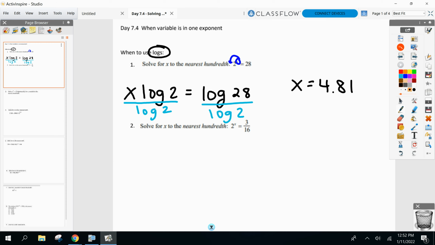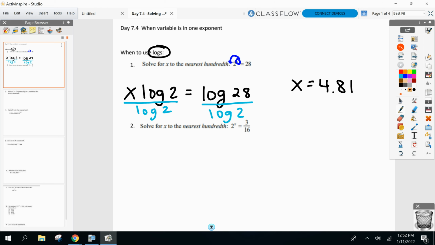Before we move on, let's talk about the check. You shouldn't reject anything here. The check is only for if you did it right or wrong. Now, be careful though. What did we just do to our answer? We rounded, didn't we? So if you try to store 4.81 into your calculator and check, it's not going to come out to be exactly 28. It's going to come out to be pretty close.